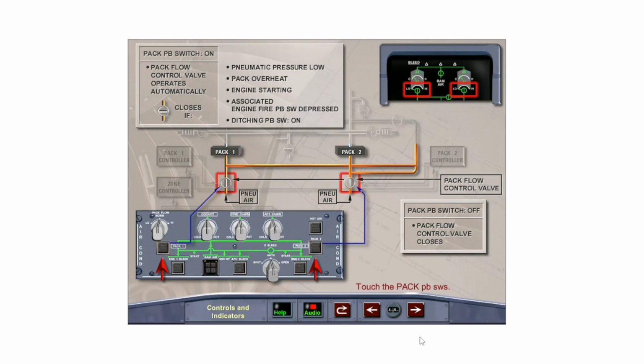In the on position, the pack flow control valve will automatically close if the pneumatic supply pressure is low, the pack overheats, or during the engine start sequence. The valve will also close if the associated engine fire push-button switch is pressed, the ditching push-button switch is selected on, or selecting the pack push-button switch to the off position. Touch the pack push-button switch to turn it off.